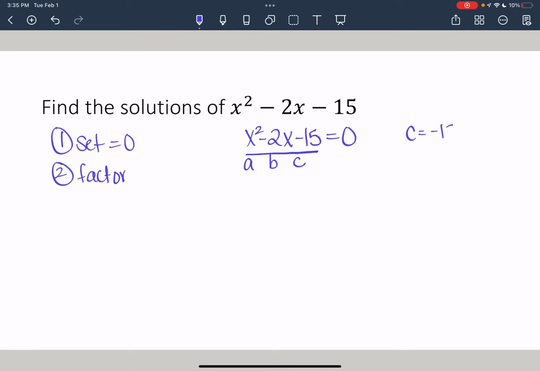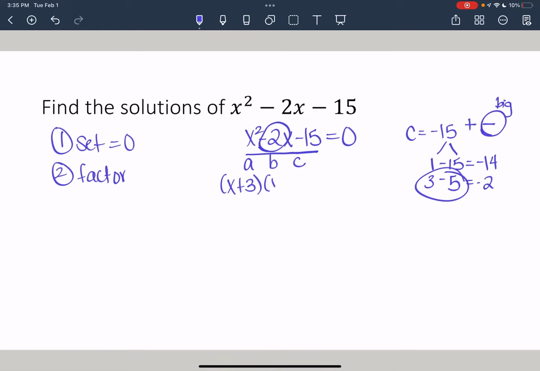c equals negative 15. So in order to multiply and get negative 15, I know that I need a positive factor and a negative factor. If I list out the factors of 15, I make my bigger factor negative, because b is negative 2, so I know that my bigger factor has to be negative. When I add these, 1 and negative 15 gives me negative 14, 3 and negative 5 gives me negative 2, so that is the correct combination of factors. So I have x plus 3 and x minus 5 equals 0.